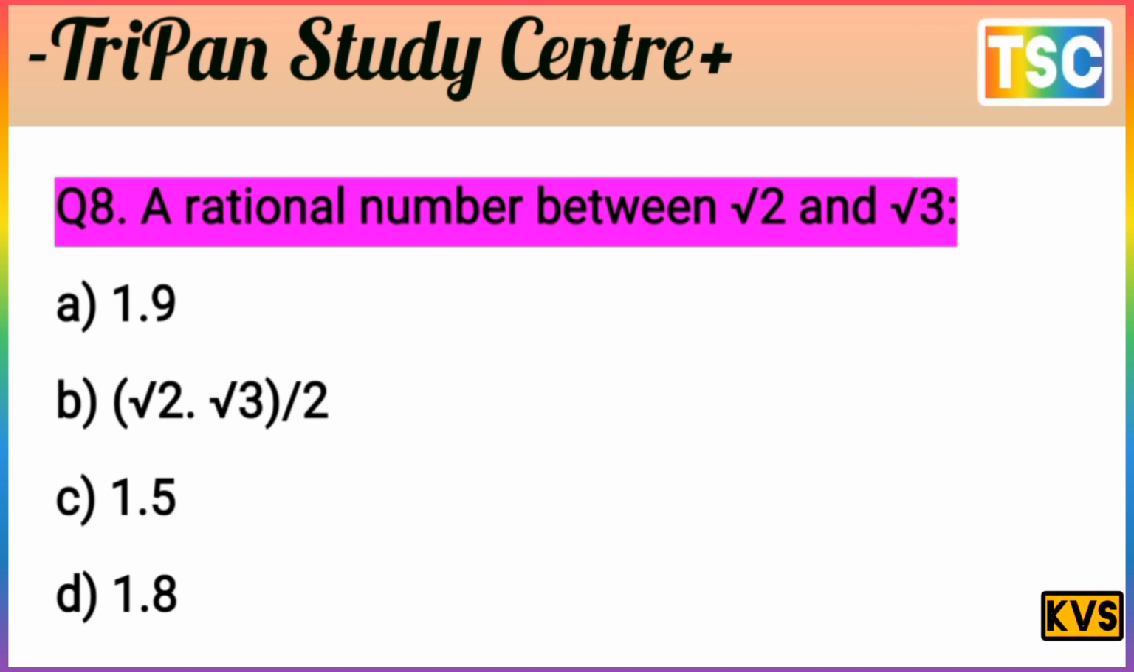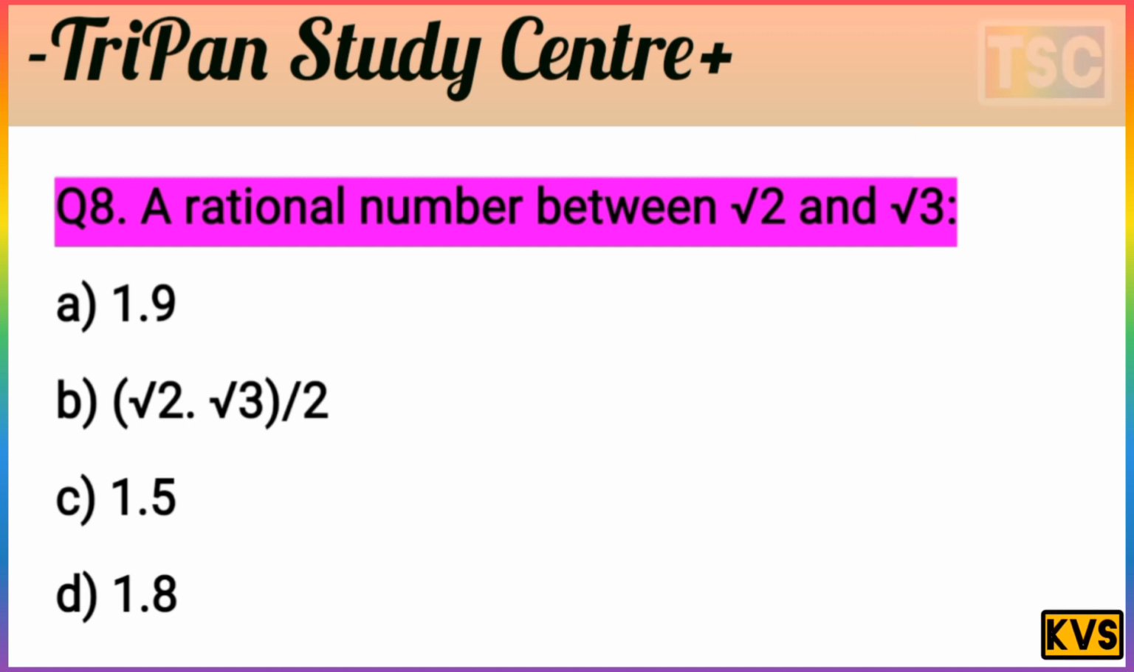Find a rational number between under root 2 and under root 3. You must have thought of your answer. Let's see the answer for this question. The question is very clear: between under root 2 and under root 3, the rational number coming here is 1.5. 1.5 is correct here. It means option C.